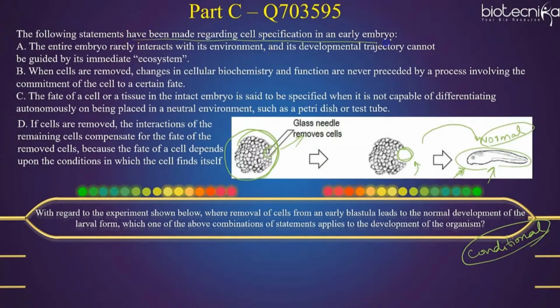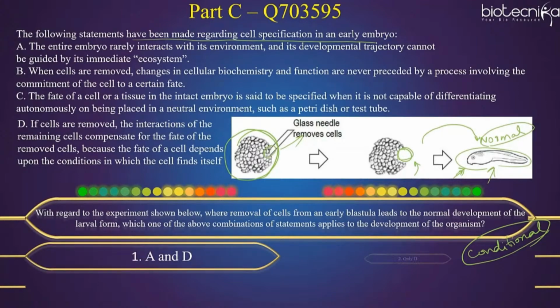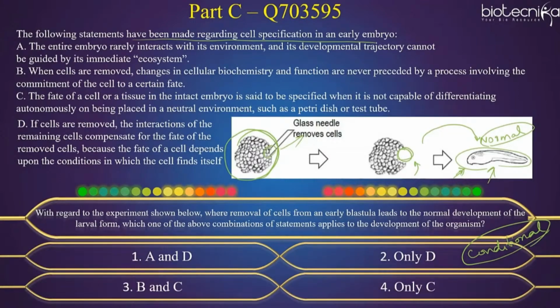The following statements have been made regarding cell specification in the early embryo. Option A: the entire embryo rarely interacts with its environment, and its development trajectory cannot be guided by its immediate ecosystem. Okay, so if you are talking about conditional, then the entire embryo rarely interacts with its environment is not correct, because in conditional the cells get signal from the nearby cells, and that is how they will develop properly. So they have to interact with the environment. So development trajectory cannot be guided by ecosystem: this is wrong. So A definitely cannot be the answer. Okay, so this option you can remove. So you have to see whether it is C, D or B.